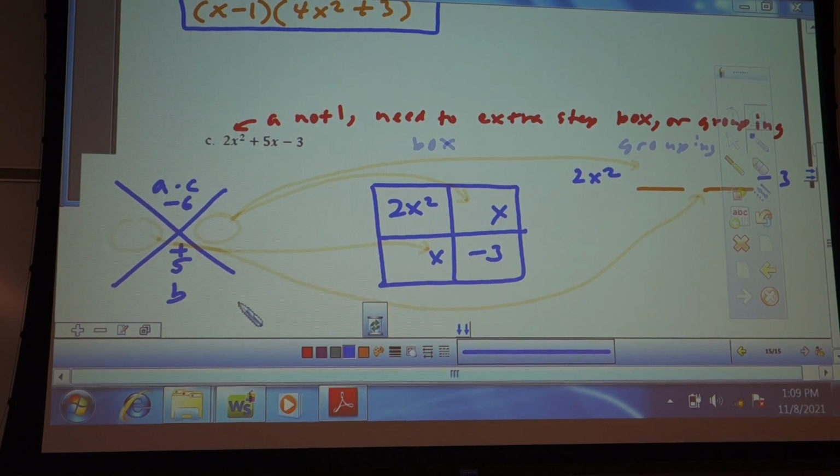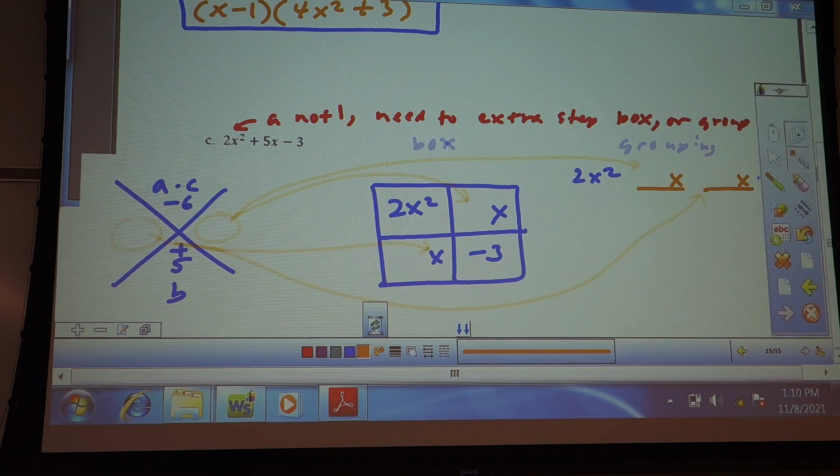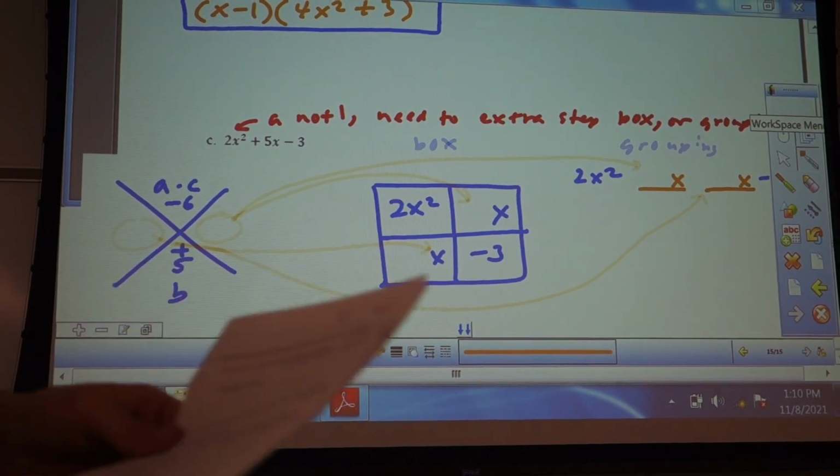Now once you find them, put them either into the box method or the grouping method to solve. And yeah, these are going to be x's as well. Oh, okay. X minus 6, x plus 1. Is that your final answer? It's when you write it in parentheses. I just don't know if this is the final. Check in with your group mates. So you forgot the two.